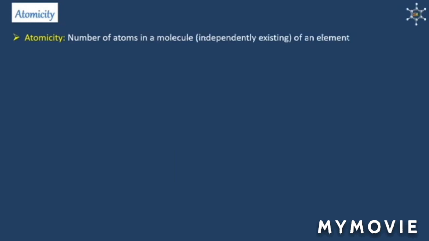Atomicity is the number of atoms in a molecule of an element. Observe this term very carefully. We will be using atomicity only for those molecules which are elemental in nature, meaning they will be having only one type of atoms in it.